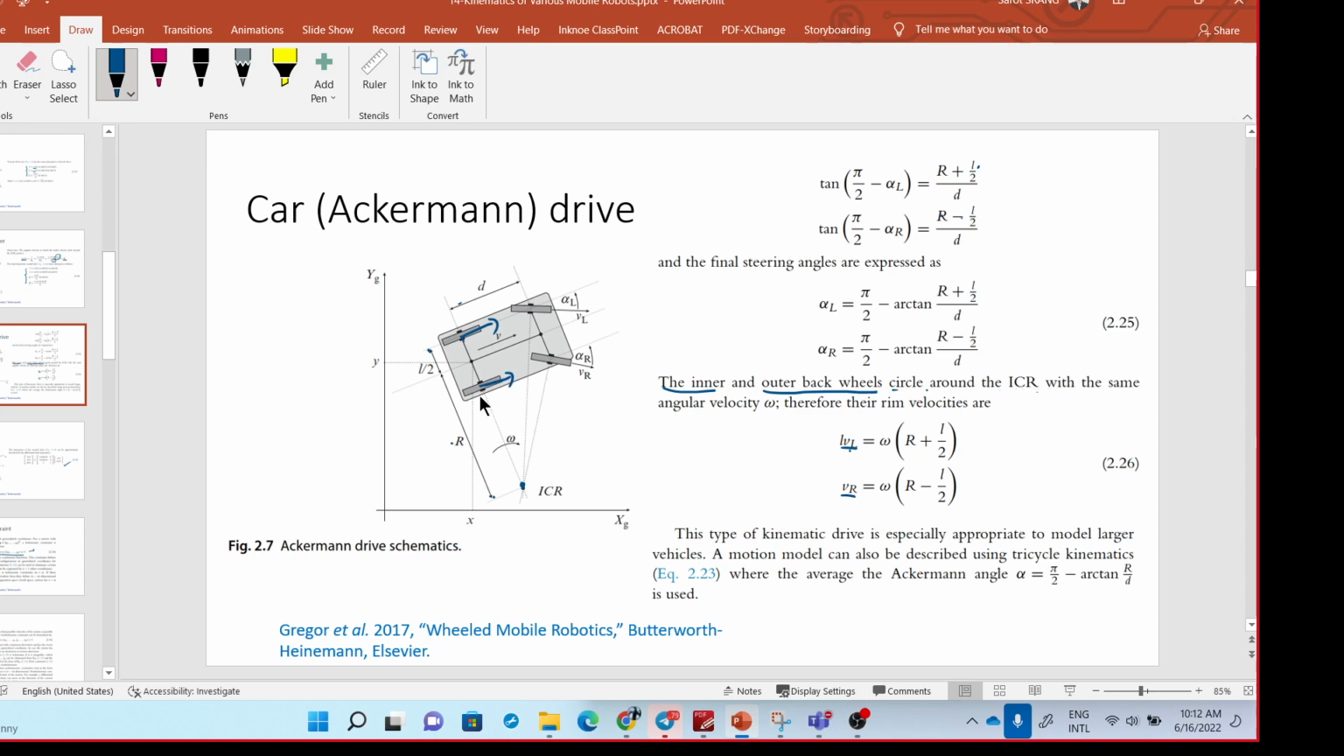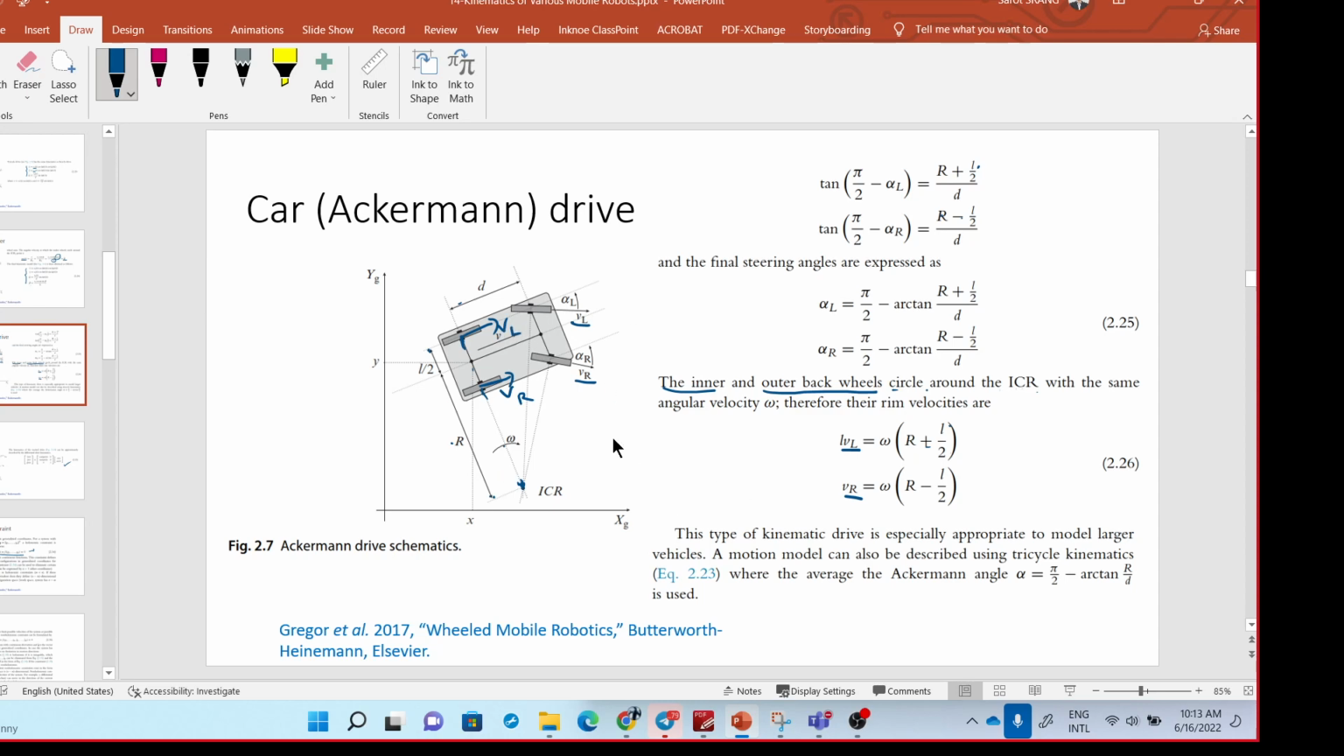So the radius for this one is r minus L over 2, and for this one the radius is r plus L over 2. That is correct. But the notation VL is here, VR is here, which is the same as the notation here. That's why it's very confusing. Then it doesn't matter, just use this VL and VR to be here.